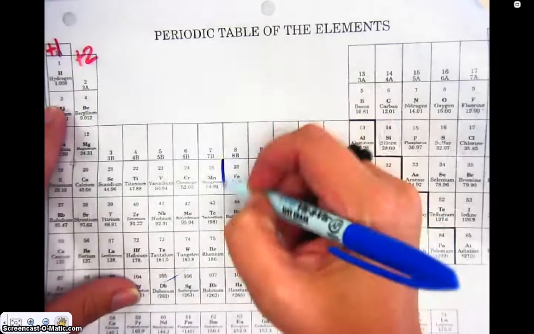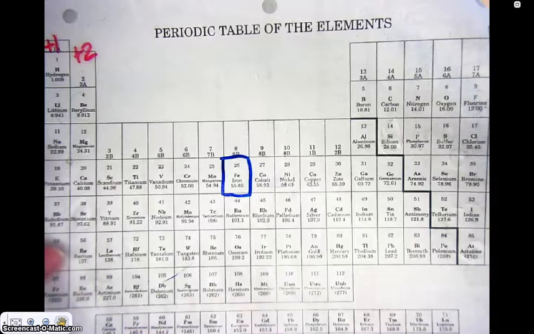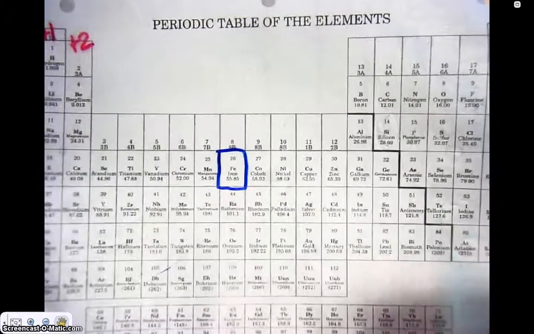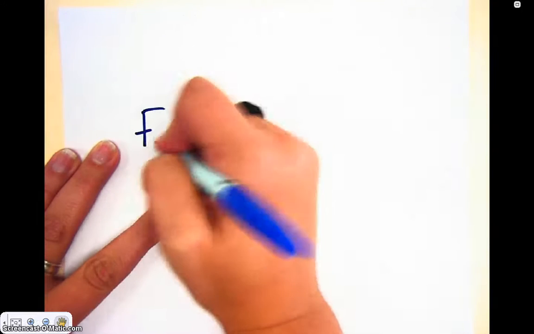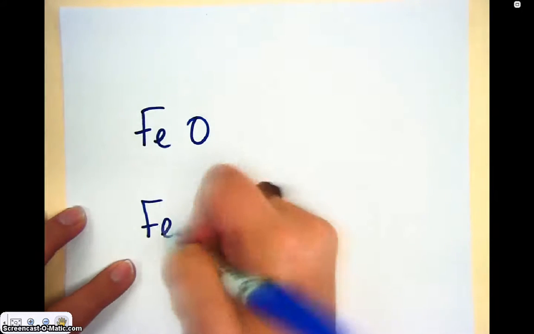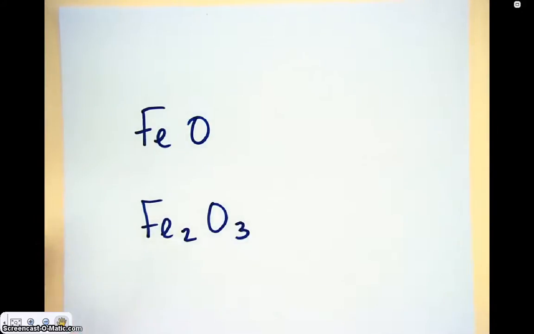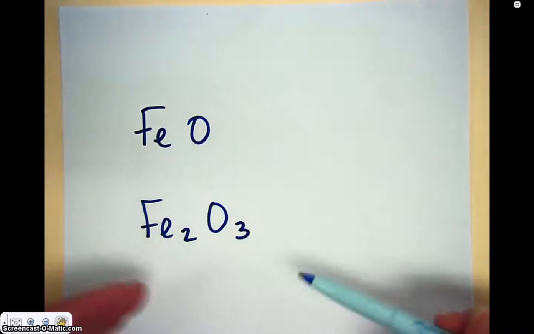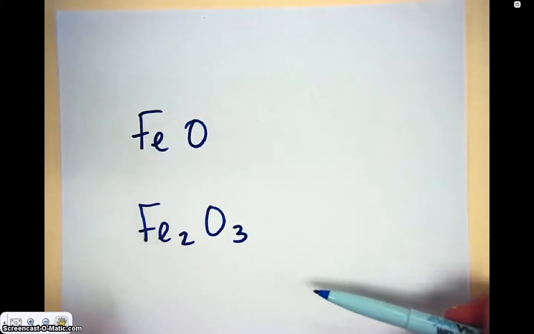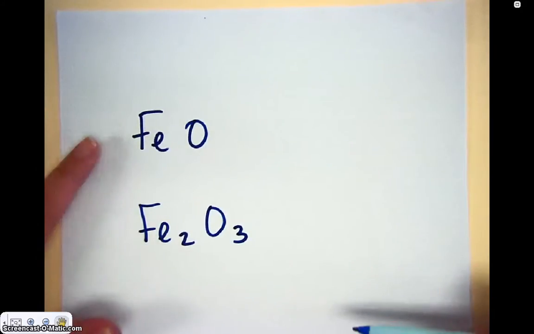So iron is a transition metal, okay? So I'm going to give you an example of a couple of compounds that iron forms, okay? So iron can combine with oxygen like this, or it can combine with oxygen like this, okay? These are two very different compounds, okay? They behave differently, they have different properties, okay?